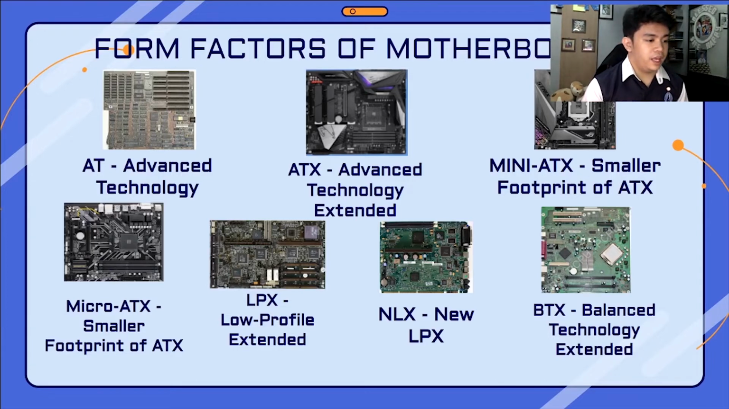So first we have the AT or the Advanced Technology. Next ay ang ATX, Advanced Technology Extended. Next ay Mini ATX, smaller footprint of ATX. Then we have the Micro ATX, smaller footprint of ATX. The LPX, Low Profile Extended. Then we have the NLX or the New Low Profile Extended. And then lastly we have the BTX, the Balanced Technology Extended.